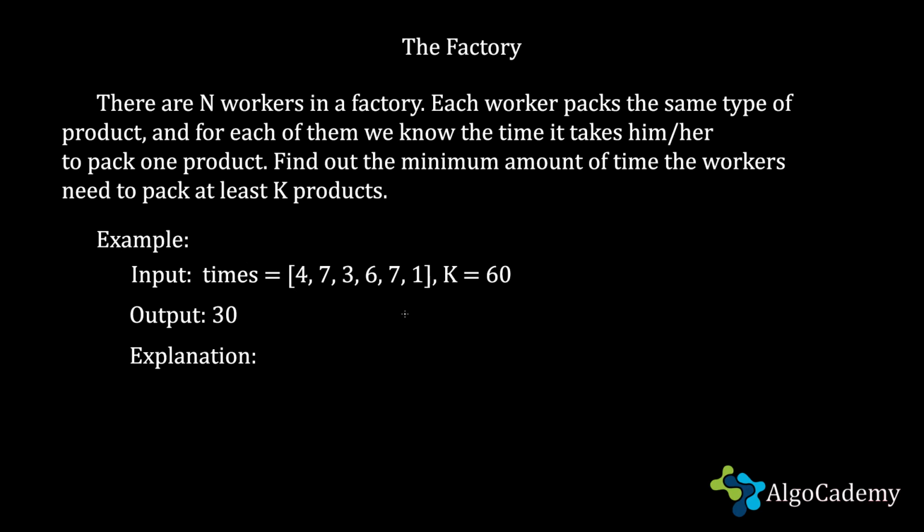For this example, we have 6 workers. The first worker needs 4 units of time. We can call them minutes, let's say, to pack a product. The second one 7, 3, and so on and so forth. And they need to pack at least 60 products. And the answer, as you can see, is 30. But let's find out why is that.